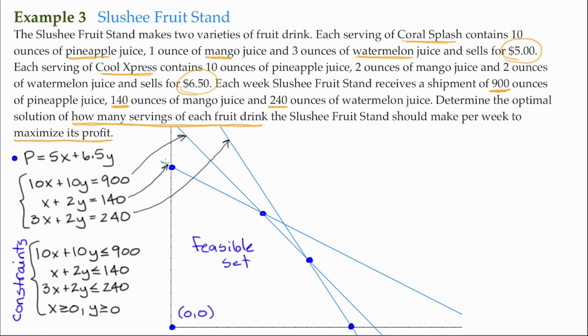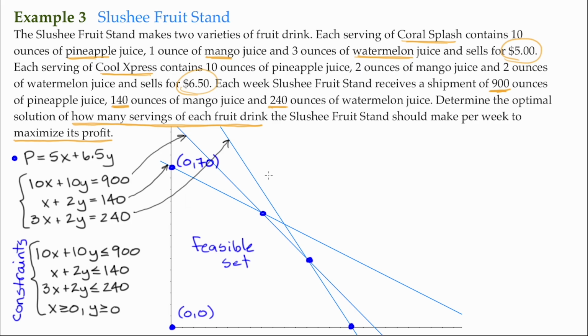This one up here, this line here is x plus 2y is equal to 140. It's going through the y-axis. So it's going to have an x-intercept at 0. So we set x to 0 and solve for y. So this is going to occur at 0 and 70.